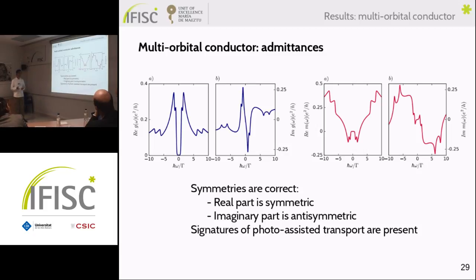So we check that indeed, we need to take into account this heat dissipated at the tunneling barriers. On top of that, since we did not restrict ourselves to any frequencies, we find that at multiples of the driving frequency, we have some different features with our signatures of photon-assisted transport.